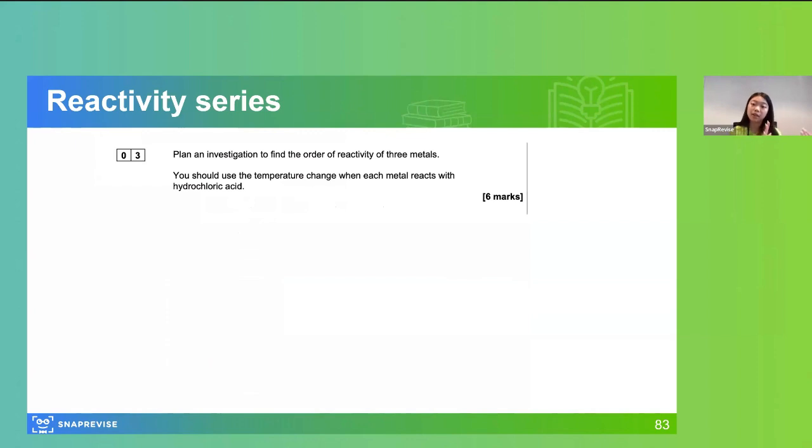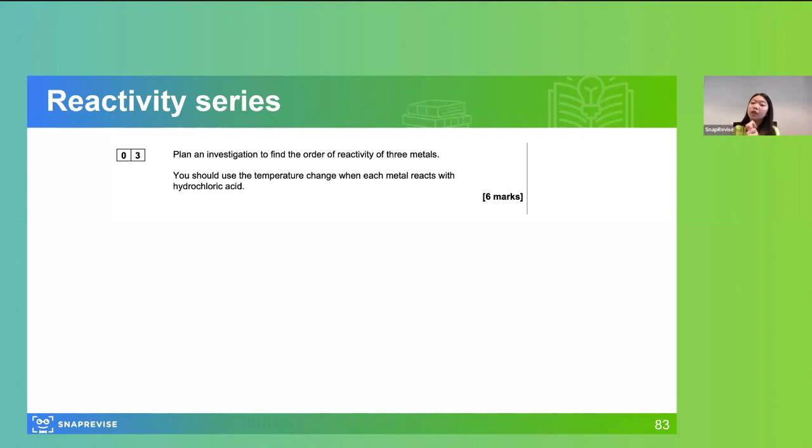So describe the experiment. Let's start with one metal. You're going to react this metal with some acid. It says here hydrochloric acid. Mix it, put it in a polystyrene cup, and figure out the temperature change. That's describing the experiment. There are definitely more details than what I just said, but it's just describing that experiment.